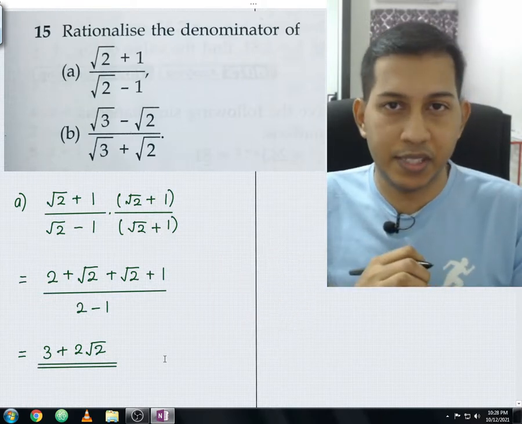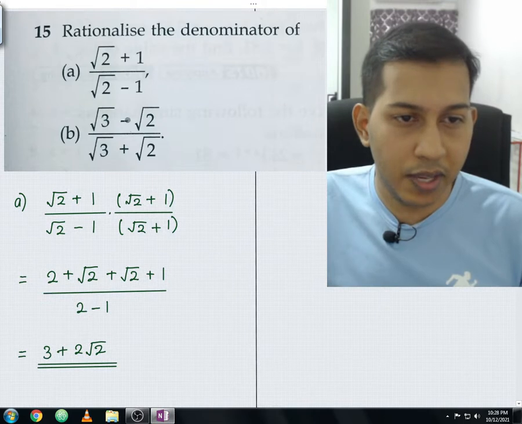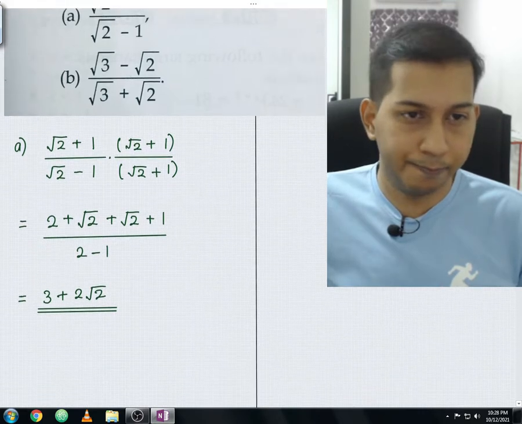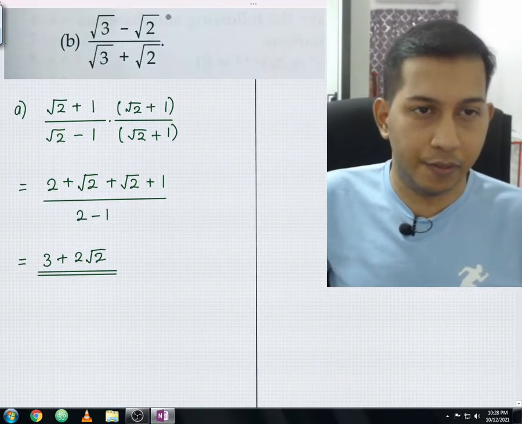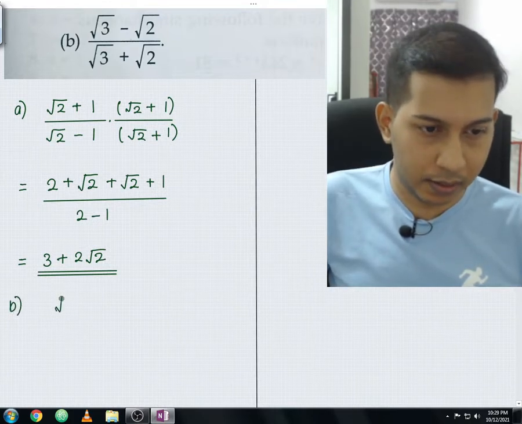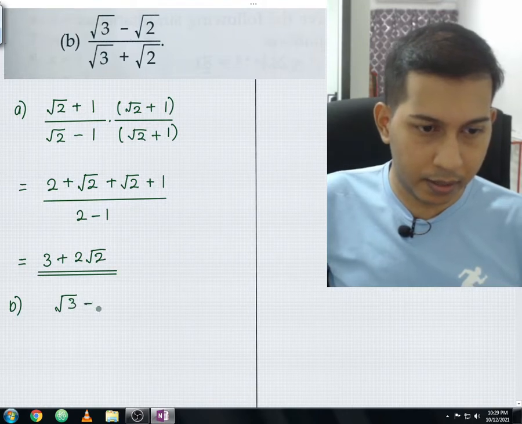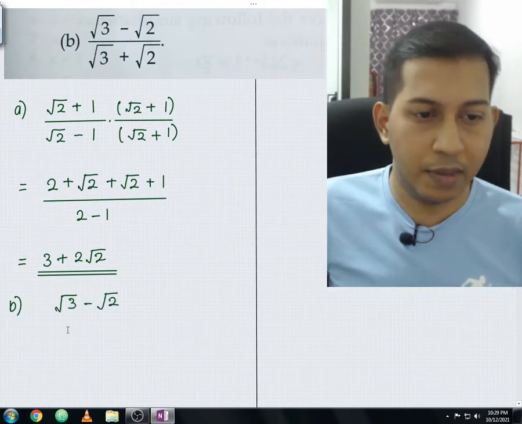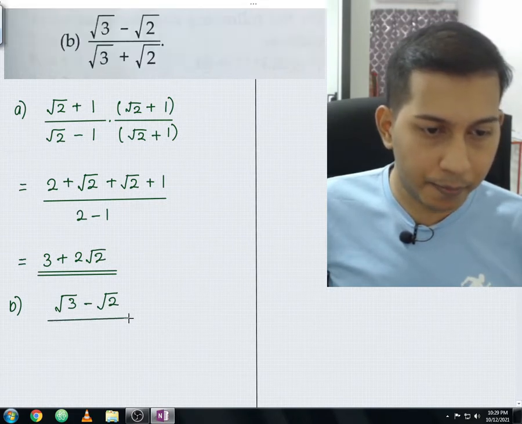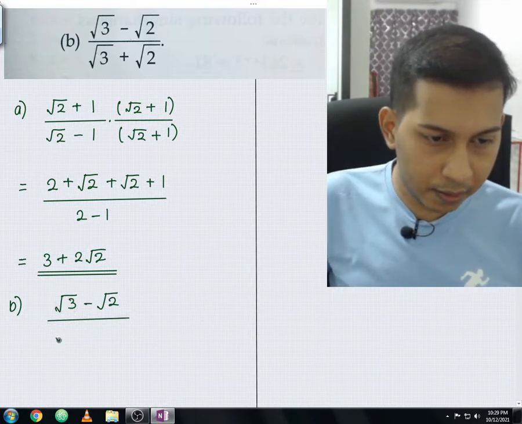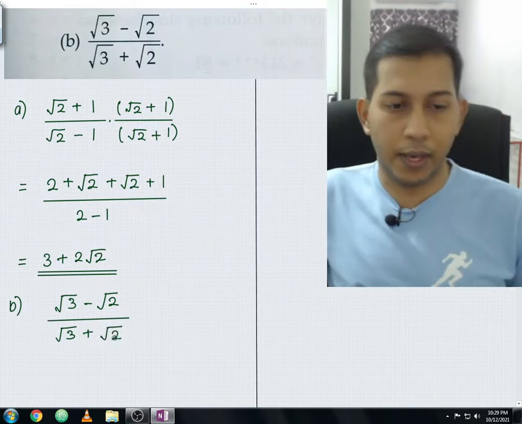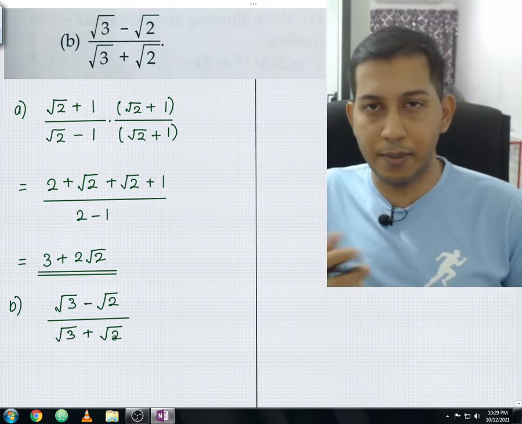Alright, let us proceed to question part B, where we are required to solve (√3 − √2) divided by (√3 + √2). Okay, so let us continue. Let me write the fraction in our working here. So from here, √3 minus √2. Let me draw the fraction line. Divide by √3 plus √2.